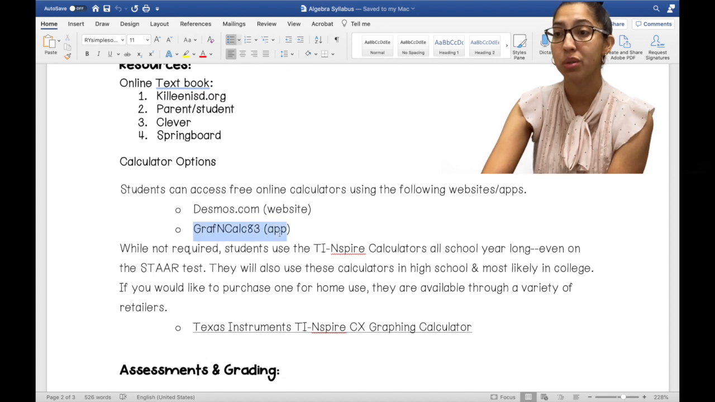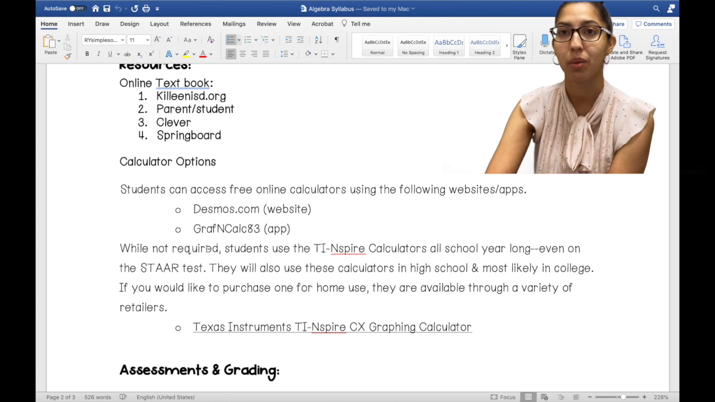If you have a phone or an iPad, you can get this Graphing Calc 83. It's an app. It's pretty easy to use also. I can help you if you have trouble. I might do some step-by-step stuff on there and show you how to use them, but they're pretty easy to use.